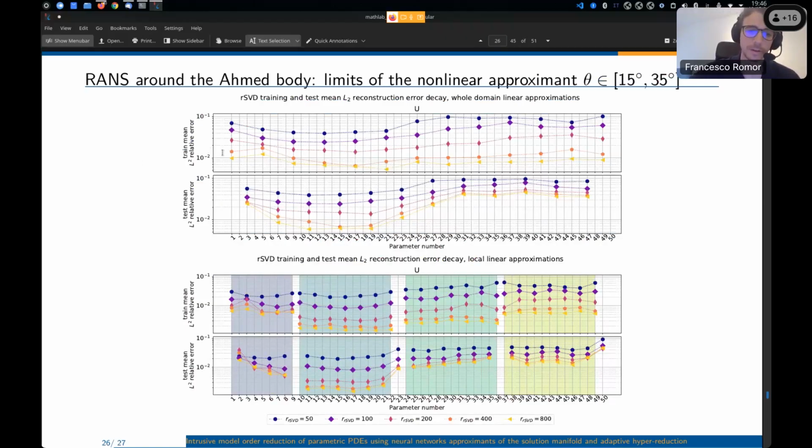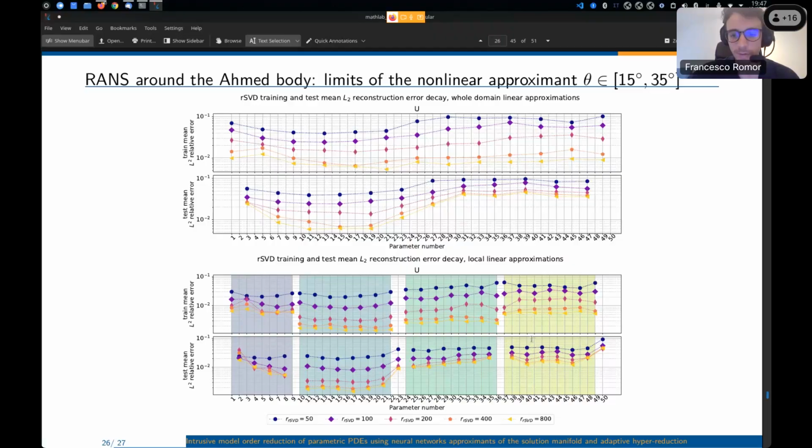This is because, for example, if you see the first plot at the top, the abscissa corresponds to different parametric instances of the slant angle of the embedded body. We have divided this interval in 50 parts, and for each parameter, you can see 13 training snapshots, and the colors represent the choice of RSVD modes used to evaluate the reconstruction error. So this is the train L2 relative error, and this is the test L2 relative error.